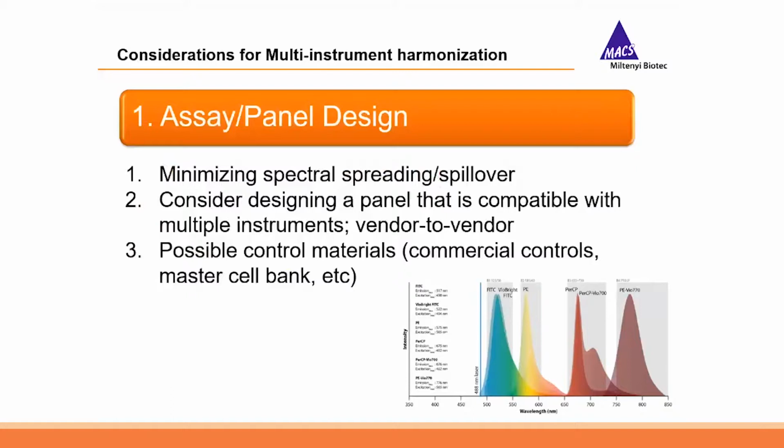When it comes to panel design and assay design, of course, you want to look from a biological perspective at how we can reduce the amount of spillover and spreading from the fluorochromes and the reagents that are used. Just an example of some of the dyes we offer at Miltenyi are listed down here. You also need to consider designing a panel that could be compatible with multiple instruments. So what are common laser lines and common fluorochromes that can be analyzed and run on multiple instruments?